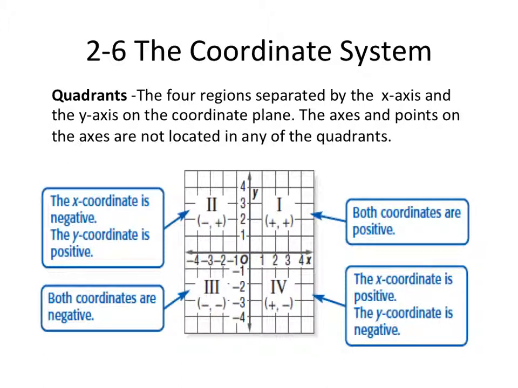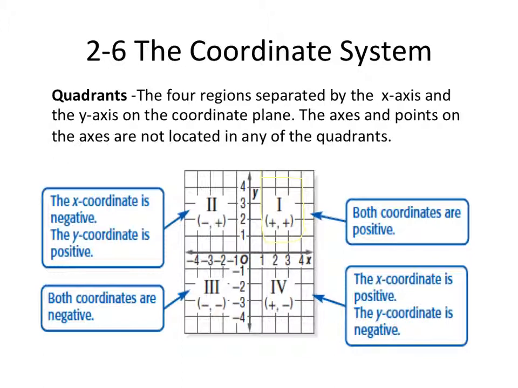They're the four regions separated by the x and y axis on the coordinate plane. The axes and points on the axes are not located in any quadrant. Well, what does that mean? Well, in Chapter 1, we learned about the first quadrant. In the first quadrant, everything was positive, meaning that we went to the right and we went up to graph our points. But now, we're going to introduce three more quadrants.